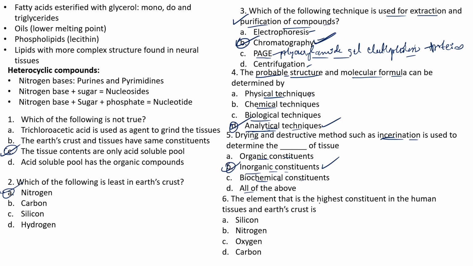The element that is the highest constituent in the human tissues and earth crust is silicon, nitrogen, oxygen, carbon. So we have to again look into the chart, and as I had emphasized quite importantly, oxygen is the highest of all. So C, oxygen, is going to be our answer for this. That is the highest constituent in both the human tissues and the earth crust. Now, let's look at the next question.